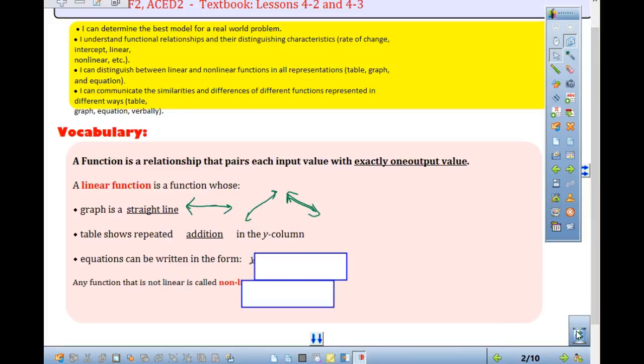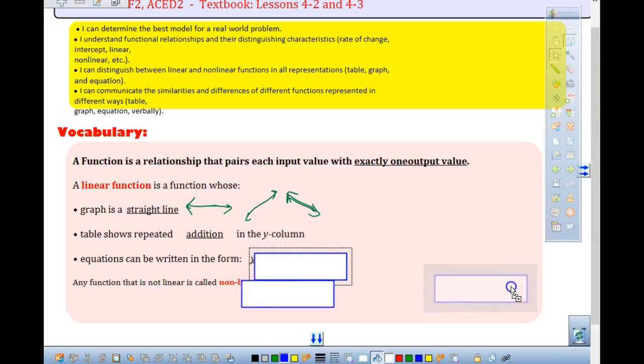It's going to be repeated addition. Now someone said, oh, repeated addition or subtraction. Well, subtraction can be adding like -2 repeatedly, right? So that would be repeated addition still. Just that you're going to add -2 or subtract 2.